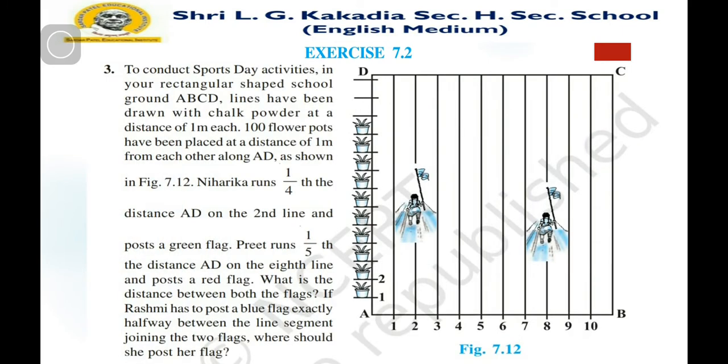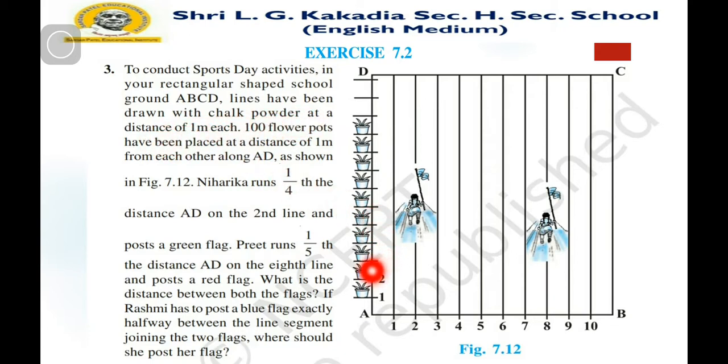Here you can see in the figure that two girls are running on the path shown in the figure. Now let us see what is given here. To conduct sports day activities in your rectangular school ground ABCD, lines have been drawn with chalk powder at a distance of 1 meter each.